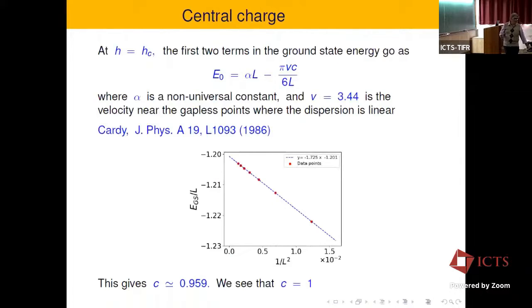The other way of finding the central charge is to look at the ground state energy and see how it scales with the system size. The first term will of course be proportional to the system size, that's just an extensive quantity, so it will be some alpha times L. The next term after that is proportional to 1 over L, and it depends on the velocity that I told you about earlier, and the central charge, and so this is a kind of universal formula. Looking at this, you can figure out what C is, and you find from this calculation that C is about 0.959. So the two pieces of data, the entanglement entropy and the finite size scaling of the ground state, are both indicating that C is very close to 1.